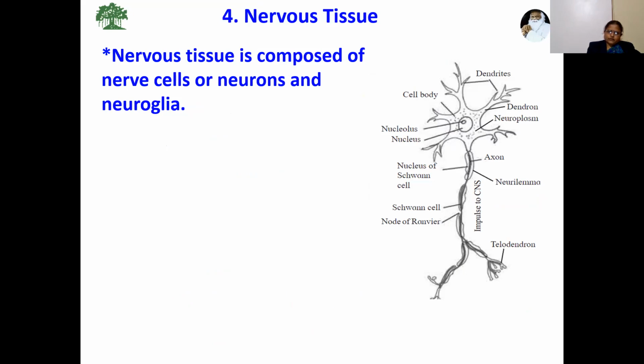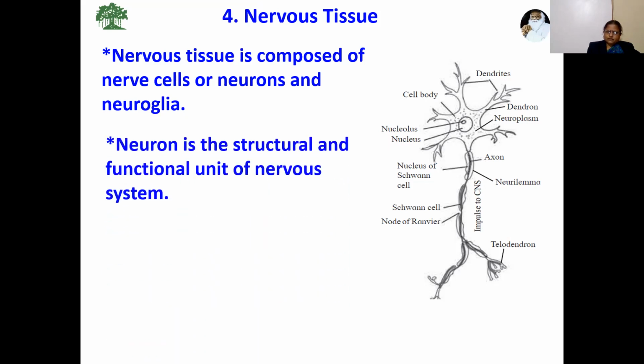Then coming to the next point, nervous tissue. The fourth tissue is nervous tissue. Going into detail, nervous tissue is composed of nerve cells or neurons and neuroglia. Remember, it is composed of nerve cells or neurons and neuroglia. Observe the diagram of the nerve cell.